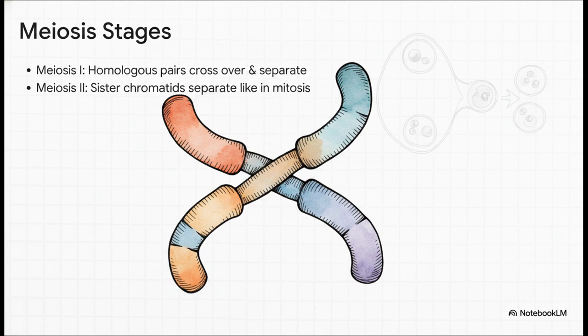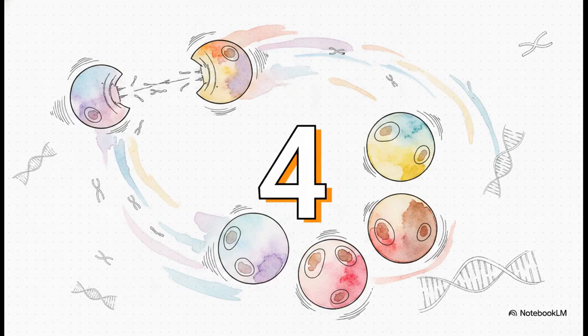Then a faster second wave hits, Meiosis II, which is a lot like standard mitosis, where the sister chromatids in those two cells are pulled apart. Remember this number for your exams, because Meiosis II speeds through that second division. The final, beautiful output isn't 2 cells, it's exactly 4 totally unique haploid cells.